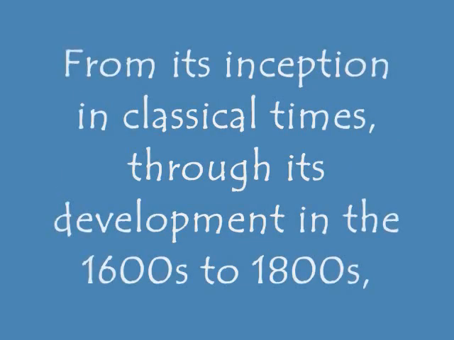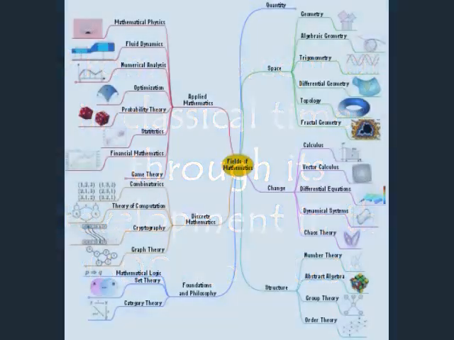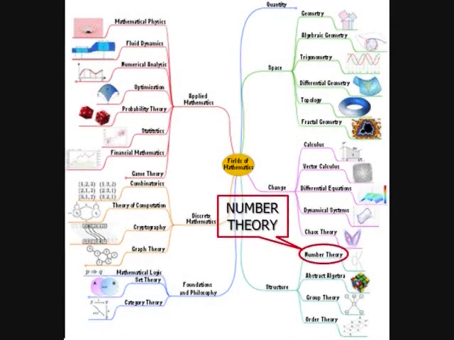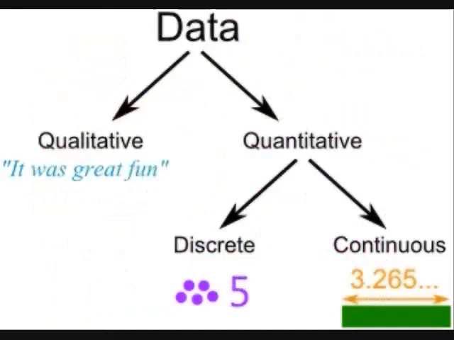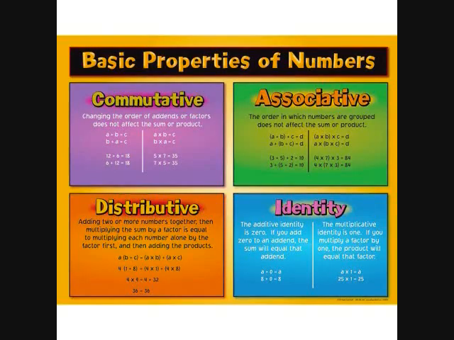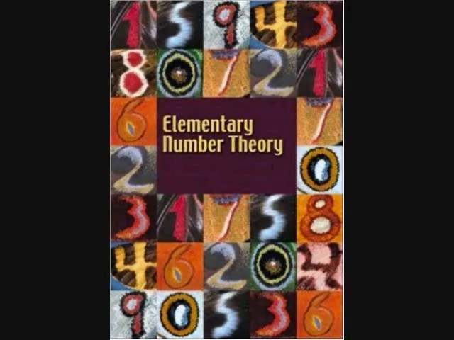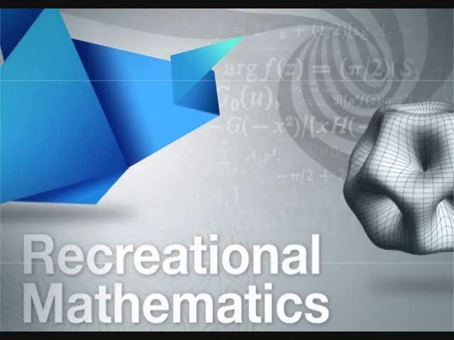From its inception in classical times through its development in the 1600s and 1800s, number theory was largely separate from other fields of mathematics. But starting at the end of the 1800s, increasing connections were found to other areas of both continuous and discrete mathematics. Properties of numbers and certain elementary aspects of number theory have also always played a central role in amateur and recreational mathematics.